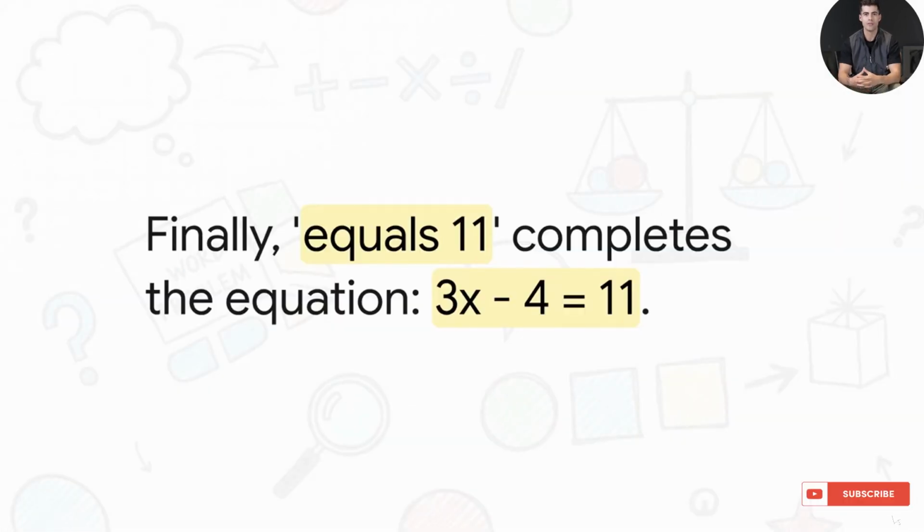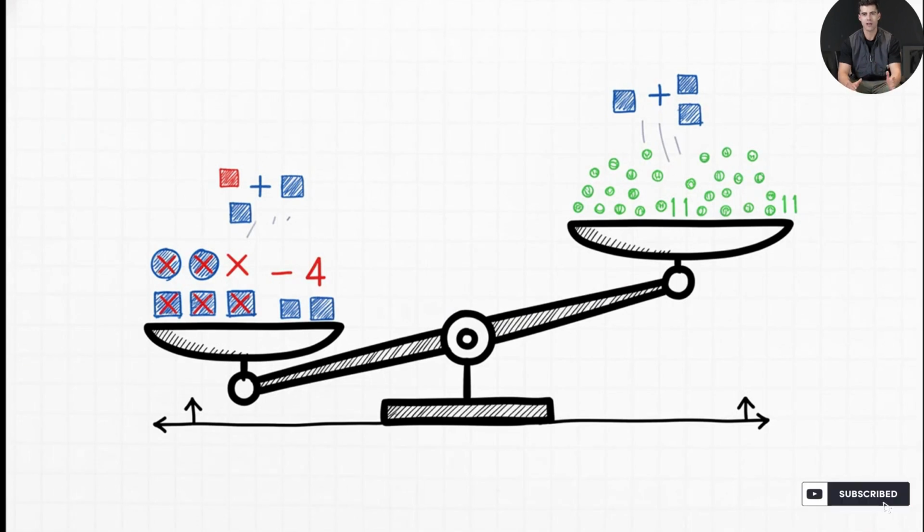And now for the final piece that ties it all together. Equals 11. The word equals is our big signpost for, well, the equal sign. And just like that, we've done it. We've translated that whole sentence into one beautiful, clean equation. 3x minus 4 equals 11. See? The hard part, the translation, is over. Now for the fun part, solving it.